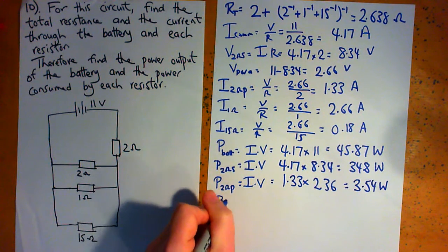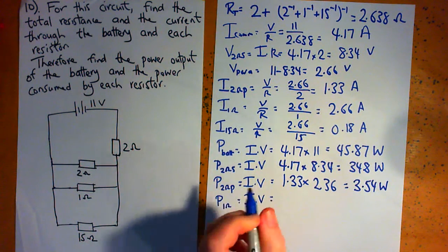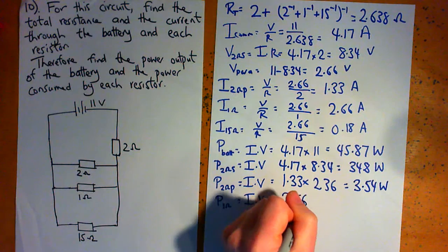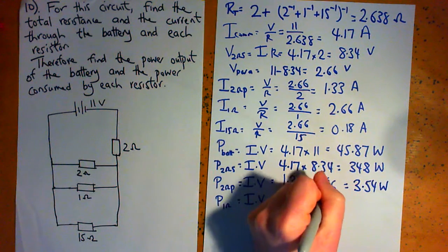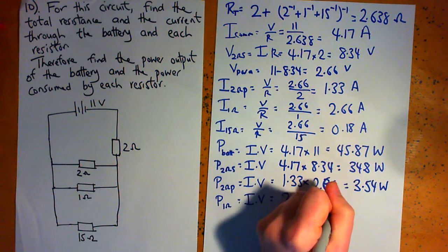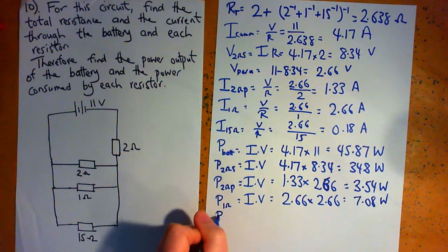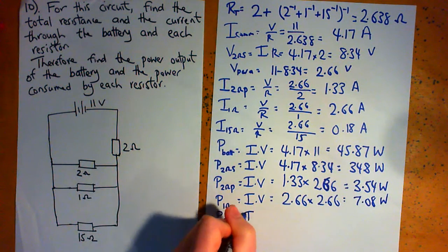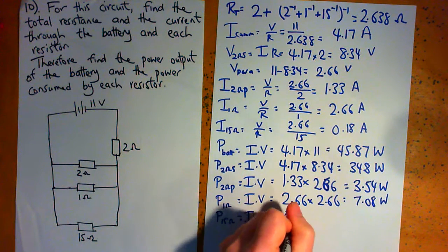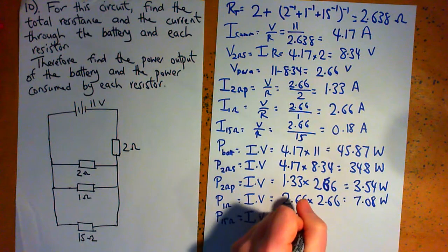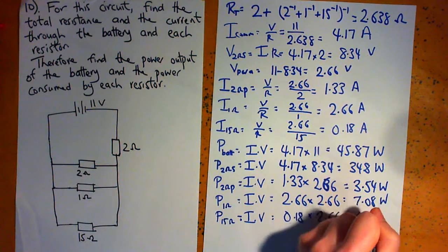Then we do the 1 ohm resistor. Power consumption there is I times V. The current passing through it is 2.66, and we're multiplying by the voltage, which was 2.66, and that gives us 7.08 watts. And then the power consumed by the 15 ohm resistor, again I times V, the current there was 0.18, and we're multiplying by the voltage of 2.66, gives us 0.47 watts.